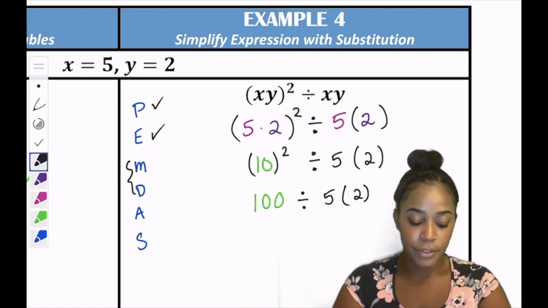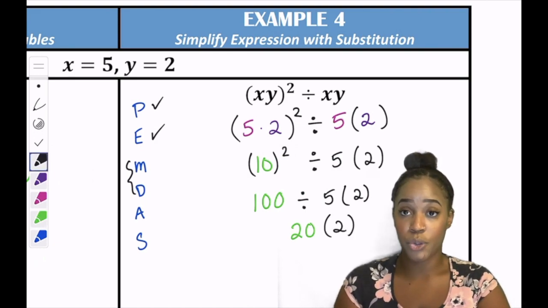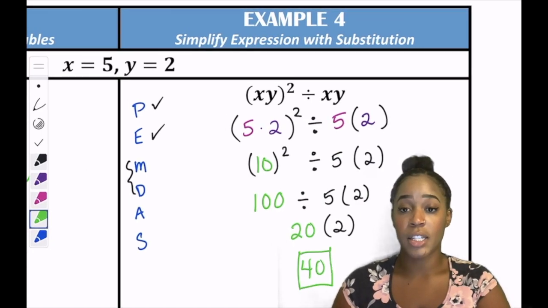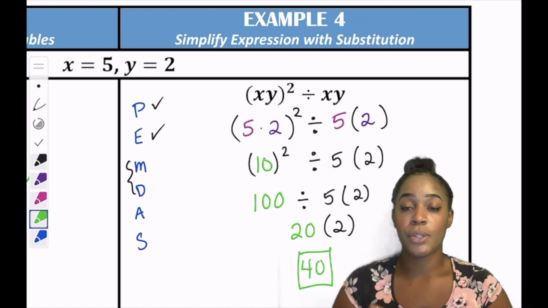So 100 divided by 5 gives us 20, and I have to bring down that times 2. So 20 times 2 is 40, and our final answer here is 40 after we simplified this expression, remembering to substitute x equals 5 and y equals 2 into our expression.